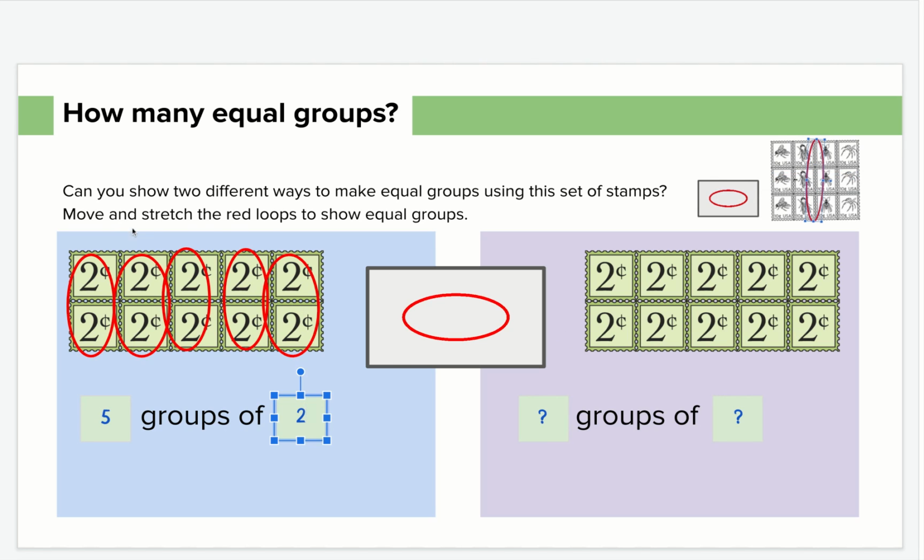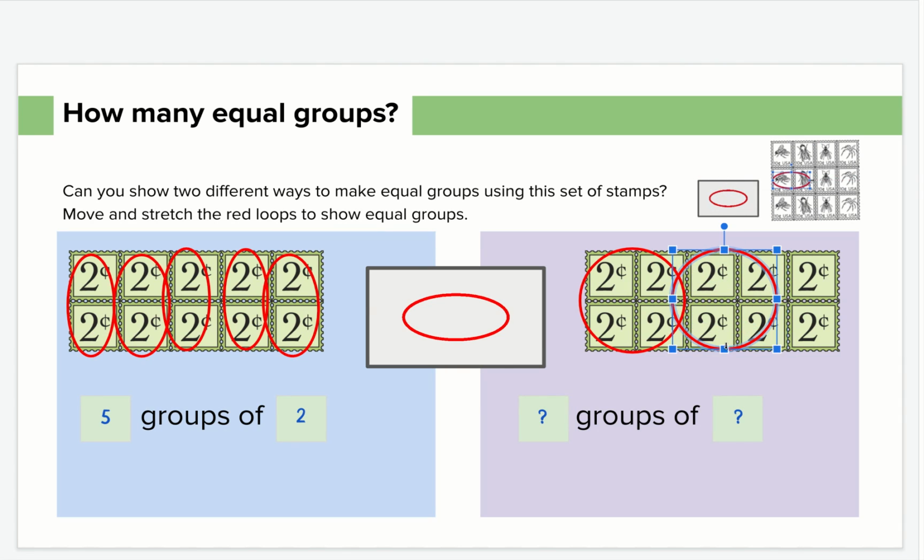It says move and stretch the red loops to show equal groups. So 2 different ways. So I have to do something different. I wonder how I could do that. Maybe I can stretch this down and I could have some groups of 4. Let's see. I'm going to get another rubber band. There's 1 group of 4.